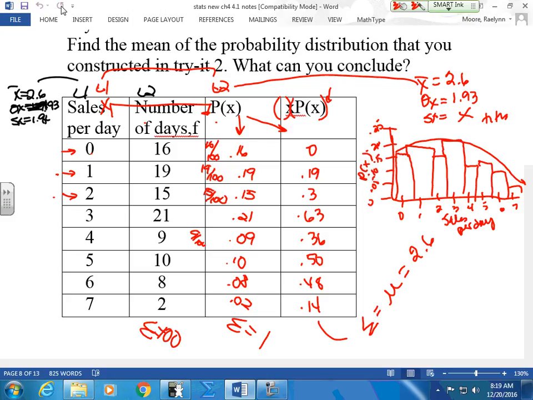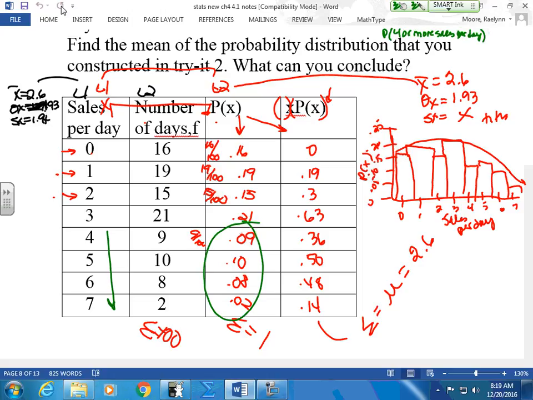What if I asked you now, what is the probability that this guy will make 4 or more sales per day? Good. Just come down and you add these up. What am I going to add? The P of X. Very good. So I'm adding the 0.09 plus 0.10 plus 0.08 plus 0.02. Okay? I'm adding that, and that gives me the probability.